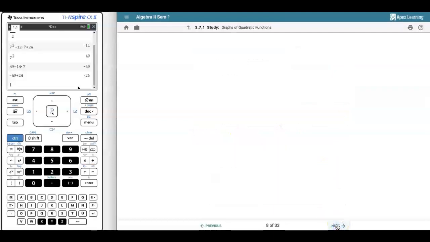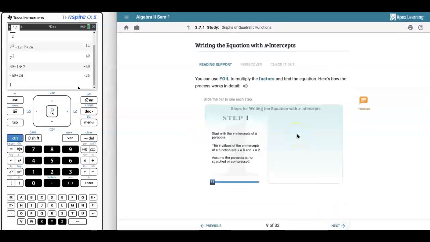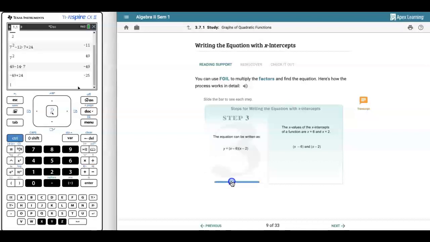Now, we can then use our FOIL method. Once we've gotten those two factors, we can use our FOIL method to get all the way back to our original quadratic. So moving forward here, if we start with the x-intercepts of the parabola, if our x values are x equals 6 and x equals 2, we're going to assume it's a normal parabola. So x equals 6 and x equals 2. Again, to undo that, we take the opposite sign. So x minus 6 and x minus 2.